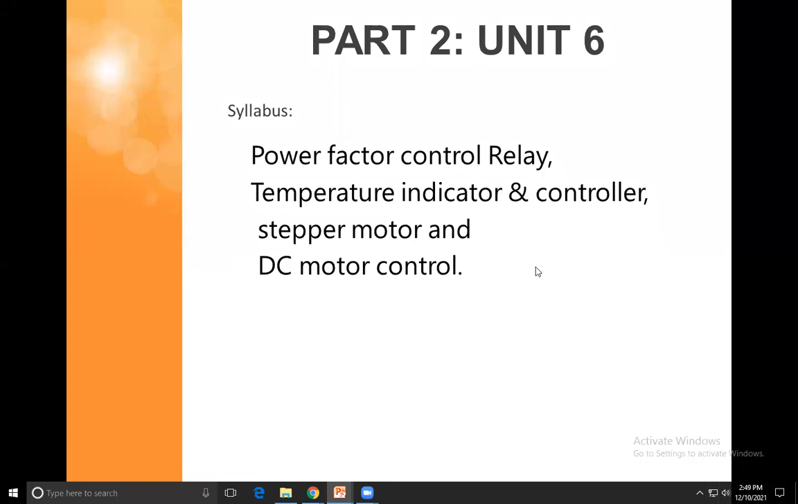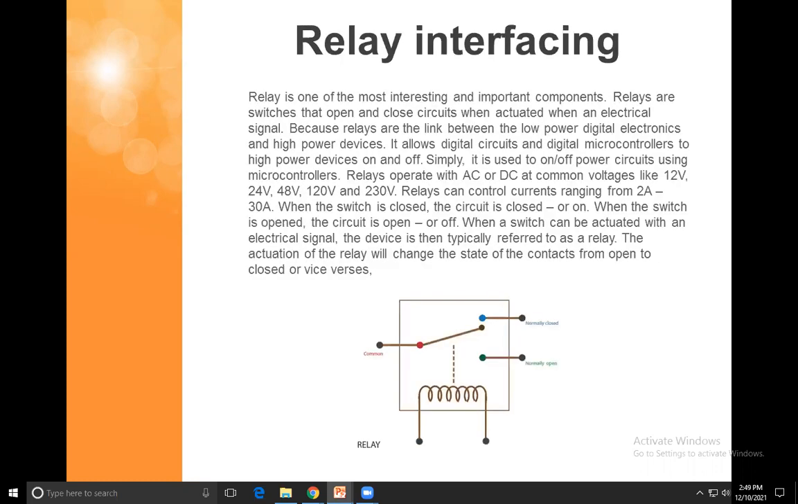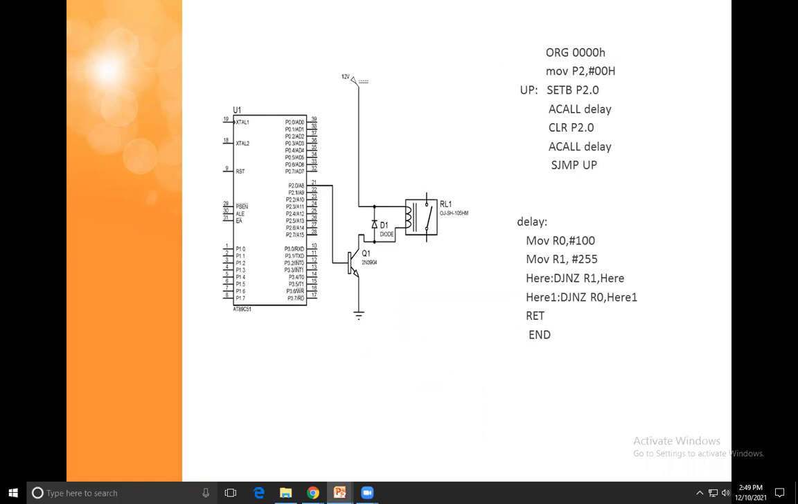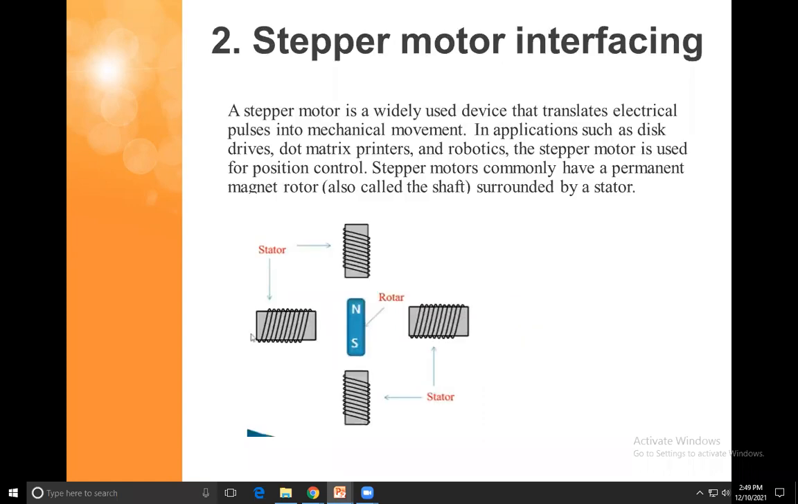So any difficulty regarding this unit? Have you understood the programs related to that? One is the relay program, one is the stepper motor program, and one is the DC motor program. So these are the programs for connection of the 8051 with the peripherals. Okay.